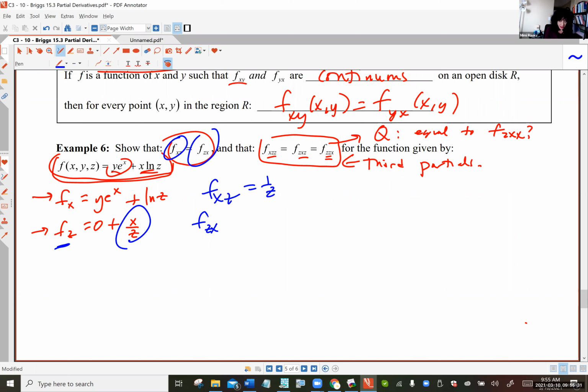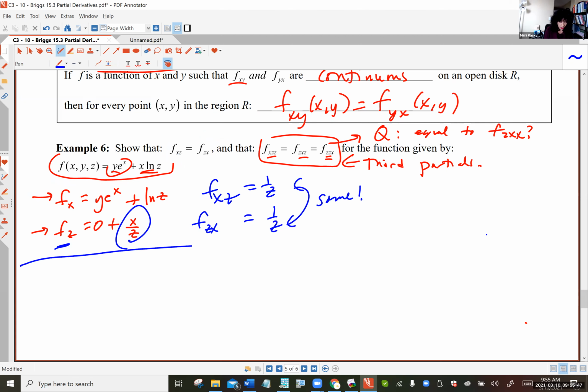So what's the derivative of x divided by z with respect to x? 1 over z as well. And so these are the same. So we just proved this. Yay, success. We just proved that fzx and fxz are the same. Fantastic. So that was part 1. Part 2, go get these third partials. Oh, dear God. Okay, let's look at the first one, fxzz.